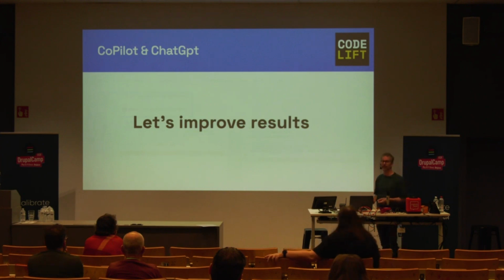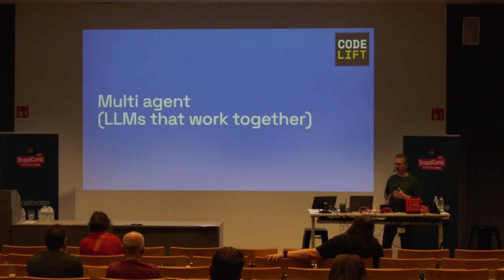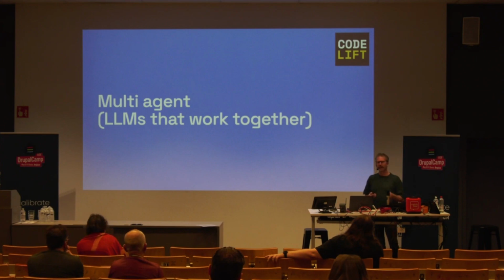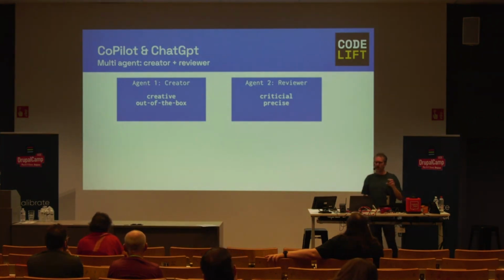Let's see how we can improve results like this. So before I did it in Copilot, now we jump to ChatGPT, or more on a high level concept, how you can do that. So you have the concept of a multi-agent system. Those are LLMs that work together. You can do it by hand or you can program it, but basically it boils down to this.